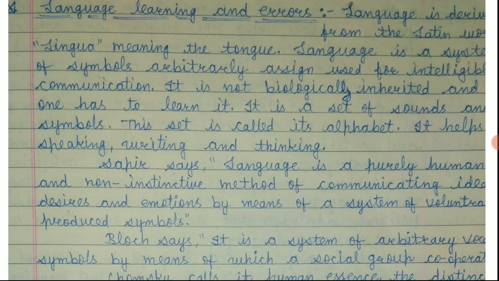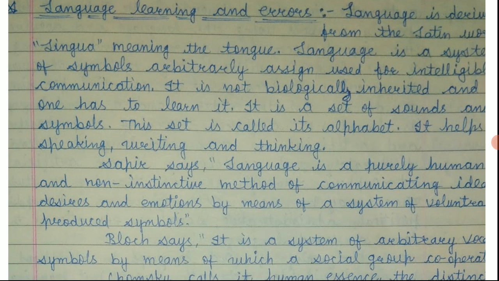The important word is arbitrarily assigned, because this causes some problems, some troubles in learning a second language, because every language is arbitrary. It is not biologically inherited and one has to learn it. It is a set of sounds and symbols. This set is called its alphabet. It helps in speaking, writing, and thinking. A summary of language, its nature, and its functions.